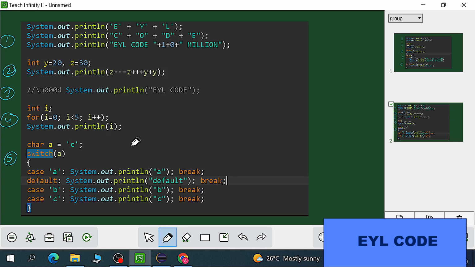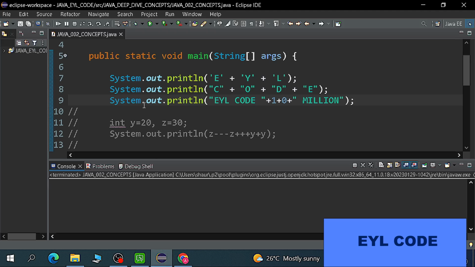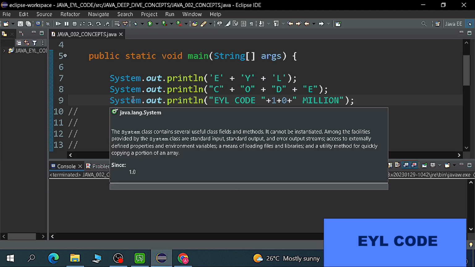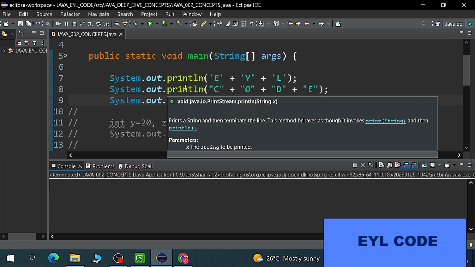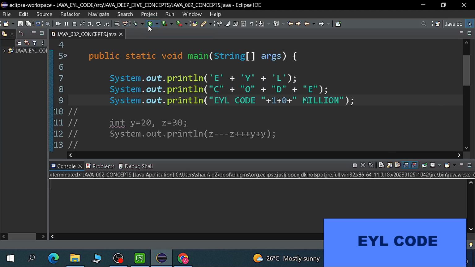So now moving to our Eclipse, and yeah, so this is our 3 statements. What is going to be the output of all 3 different statements? You first think by your own, and now let me run it. So in case I run it, the output is going to be 234 for the first statement, the second one is going to be code, and the third one is going to be EYL code 10 million. So now let's try to find out why and how this is so.